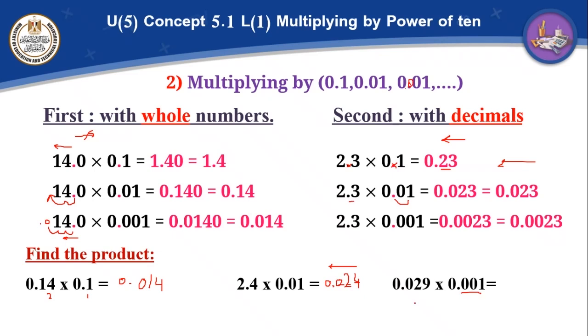Another example. 3 digits by 3 digits. So the decimal point will be written after 6 digits. 1, 2, 3, 4, 5, 6. Then a decimal point. Then 0 for the whole, 1 by 29 equals 29. You write 29. Then the other place values in the decimal part will be 0. As you see, 1, 2, 3, 4, 5, 6, then a decimal point. Tenths, hundredths, thousandths, ten thousandths, hundred thousandths, and millionths.